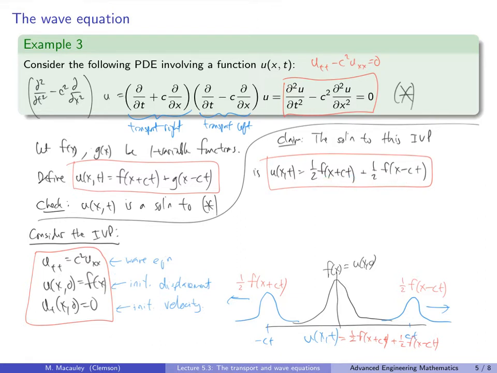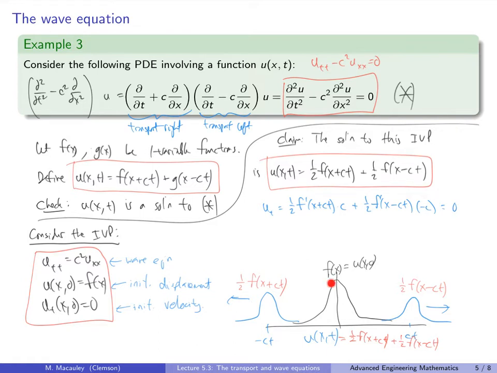So this satisfies the wave equation, it satisfies initial displacement, and it's easy to check that it satisfies the initial velocity. If you take the derivative with respect to t, what do you get? You get 1/2 f prime of x plus ct times the derivative with respect to t, which is c, plus 1/2 f prime of x minus ct times the derivative with respect to t, which is negative c, and you get 0. So yes, this in fact solves this initial value problem, and it completely matches our intuition as well.